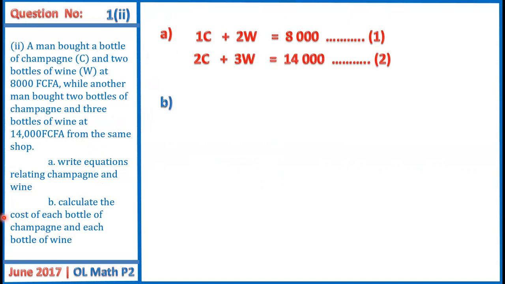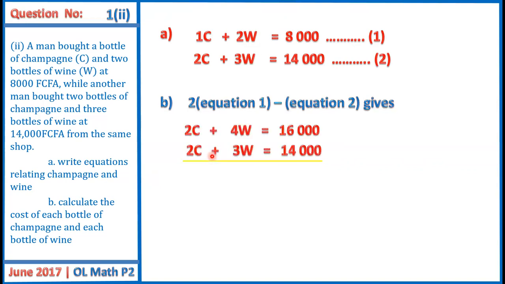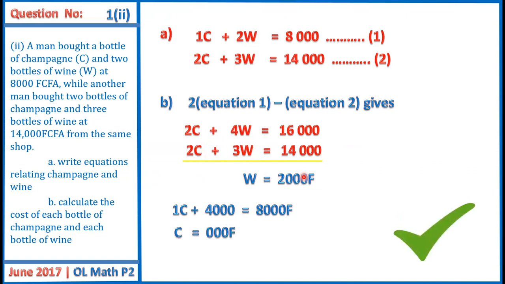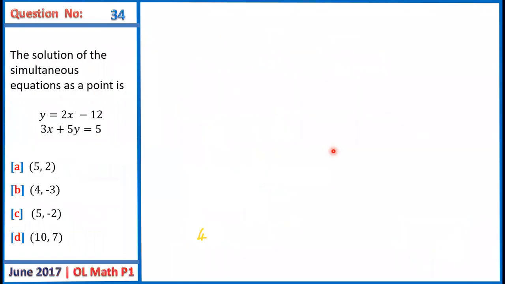Now calculate the cost of each, a bottle of champagne and a bottle of wine. They just want you to solve for champagne and wine, okay? So we can solve by substitution or by elimination. If I subtract directly by elimination, I'll have equation 2 minus equation 1. Wine will be 2,000. Substitute this value in one of the equations, and what are we going to have? We have C equal to 4,000. My 4 was not written. So that is it. I had to do some balancing, that's why you have it in this form.